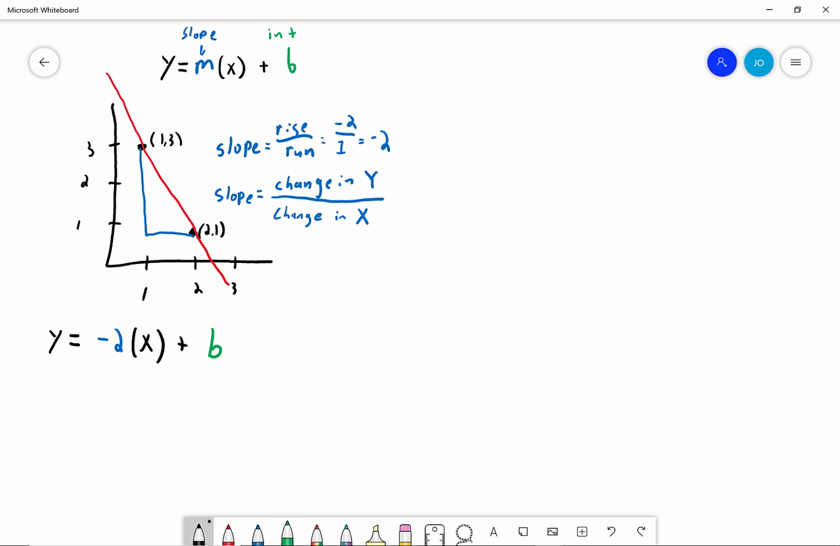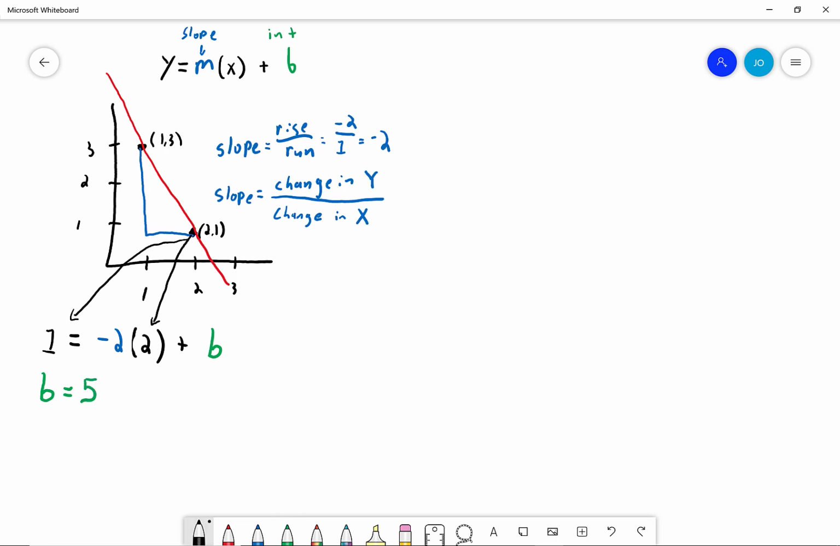Well, then what we can do is say, hey, we know a point on our line. We have 2 points on our line. What we can do is plug one of those points in. So let's plug the point 2, 1 into this equation. If we were to do that out, x is 2, y is 1, and if we were to solve for b, we'd have b equals 5.